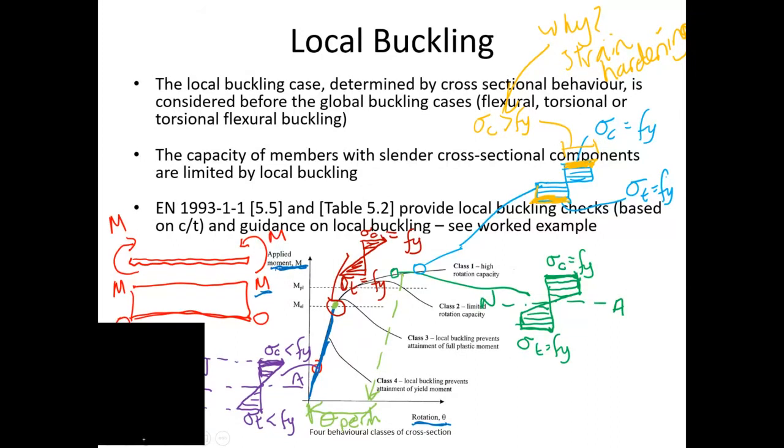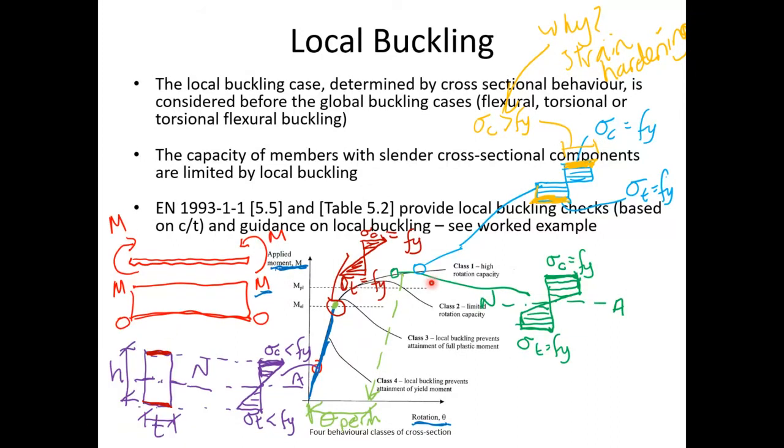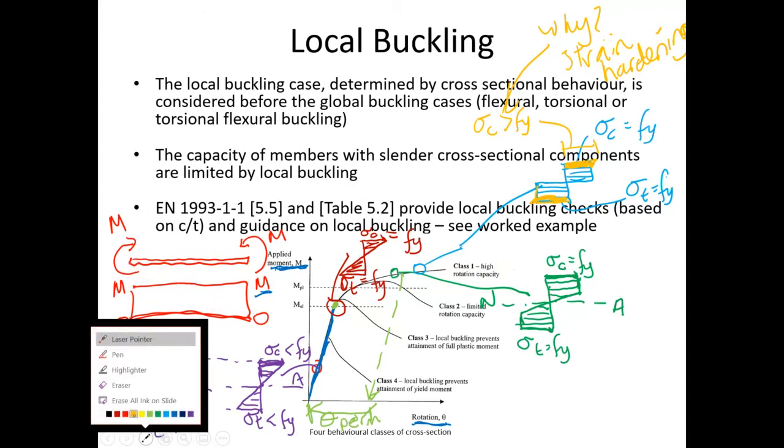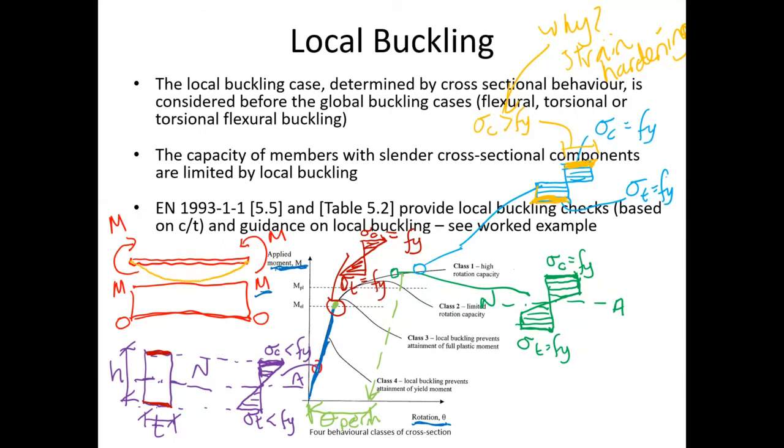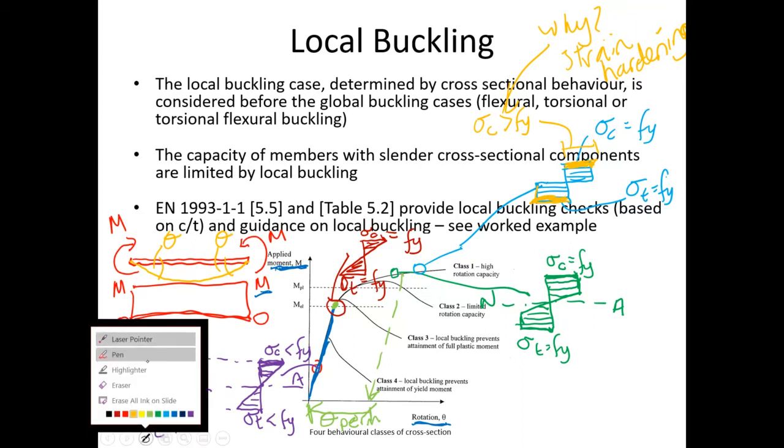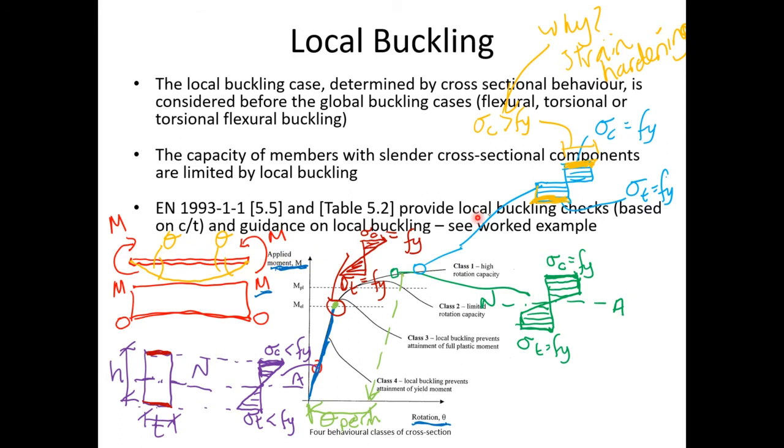But as I said, sometimes we might be limited on the force or the moment that we apply to a beam, or the axial load that we apply to a member in compression, due to local buckling. If we don't have any problems with local buckling, we can get high rotation capacity, so we can get that beam over here, get a lot of rotation of that beam. Yes, that's the rotation at the end of the beam. So we can get a lot of rotation at the end of the beam if we can get to a class one section without it failing.